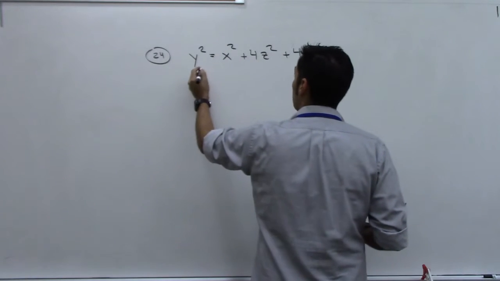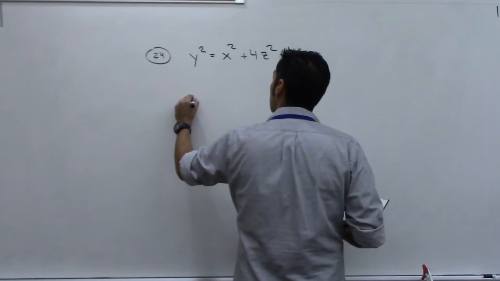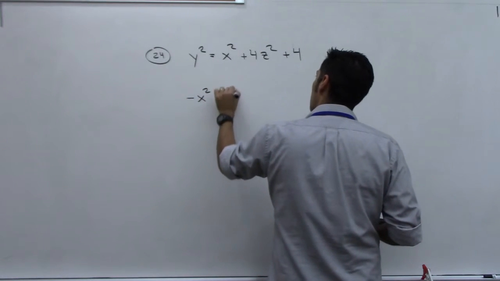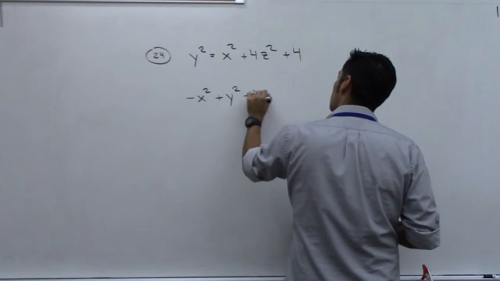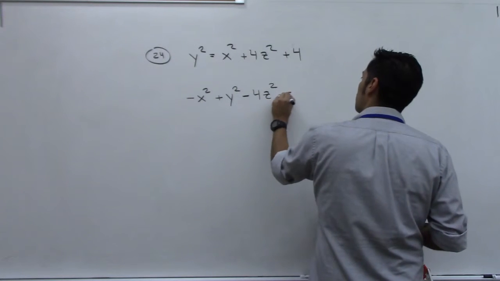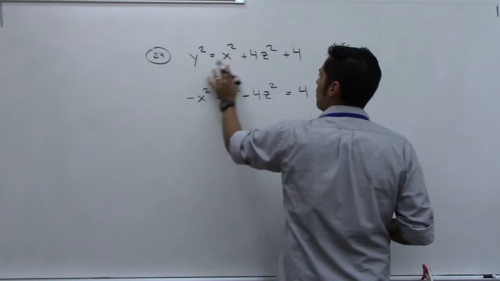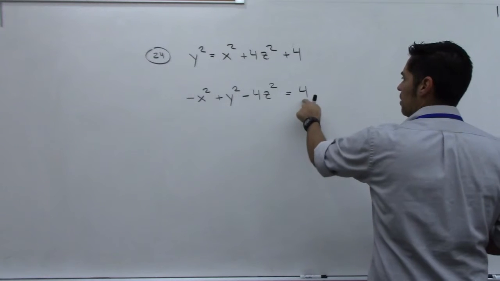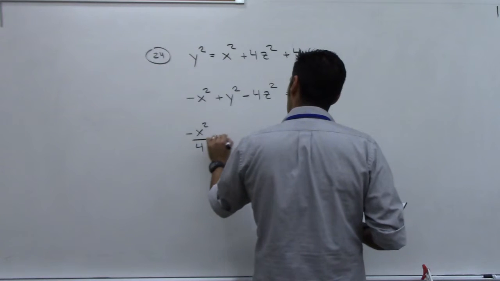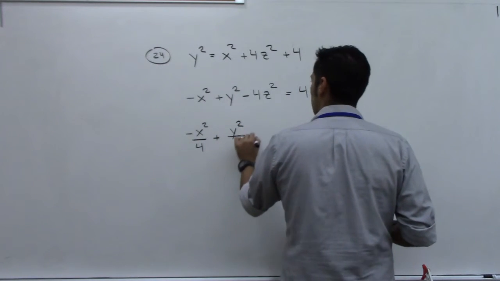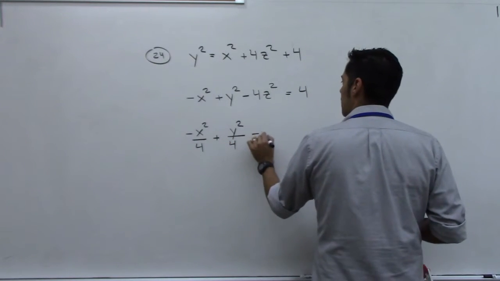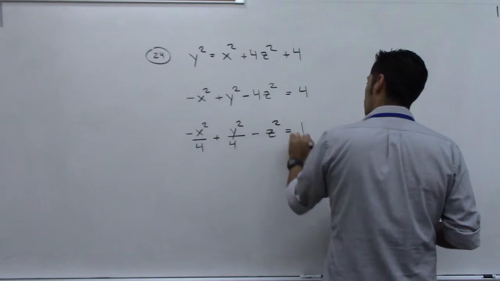So let me move the x squared over. I'll make it negative x squared plus y squared minus 4z squared equals 4. So I've just moved these two over to this side, which made them both negative. I'm going to try and make this a 1, so I'm going to divide everything by 4. Negative x squared over 4 plus y squared over 1, really. And then minus z squared equals 1.